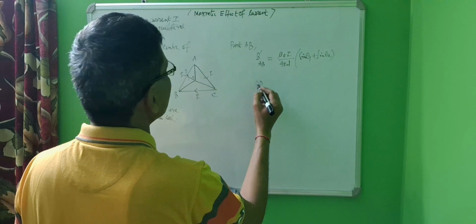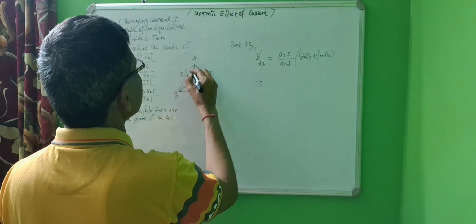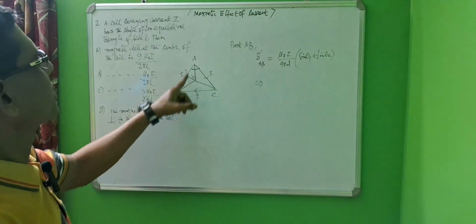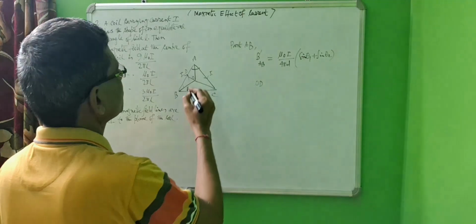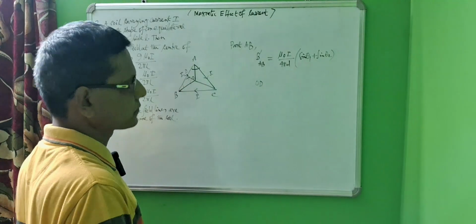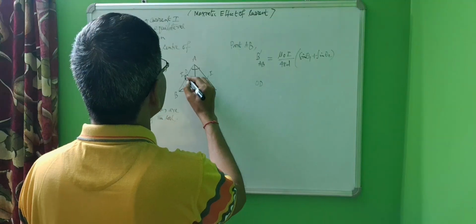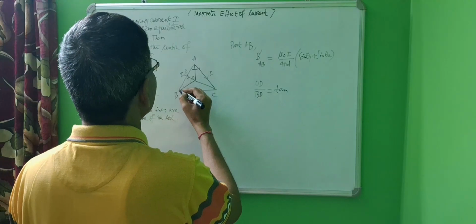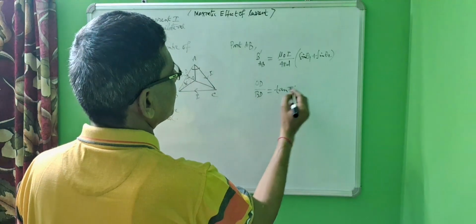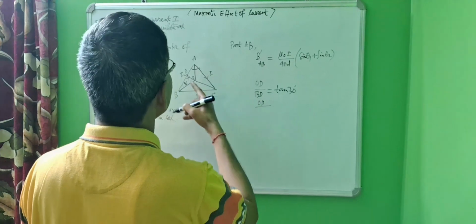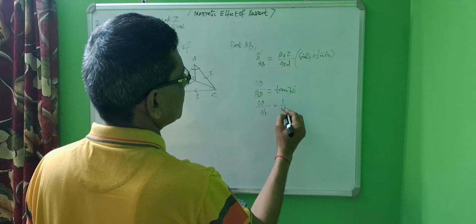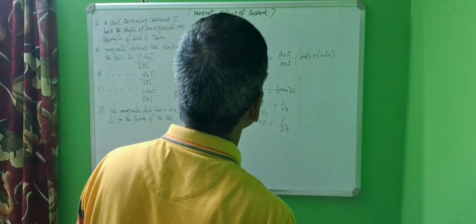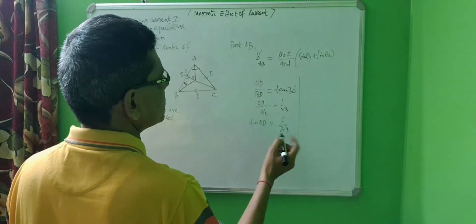So OD, and this is 30 degree, this is 30 degree, because the total is 60 degree. So this is 30 degree, 30 degree, therefore this will be 60 degree, because this is 90 degree. So we see OD upon BD equals tan of 30 degree, so OD equals BD tan 30, where BD equals L by 2 and tan 30 is 1 by root 3. So OD equals L by 2 root 3.